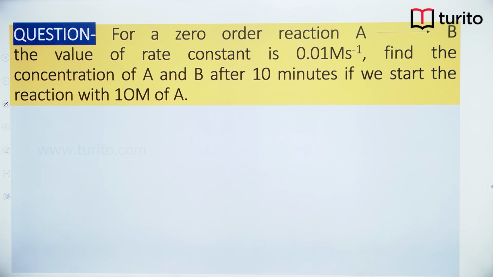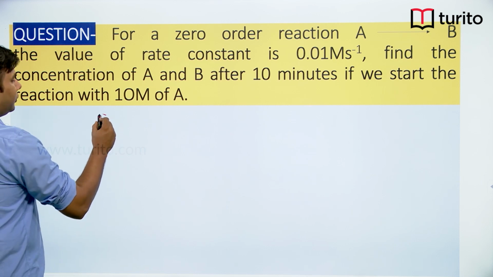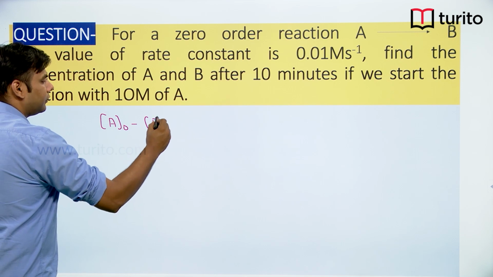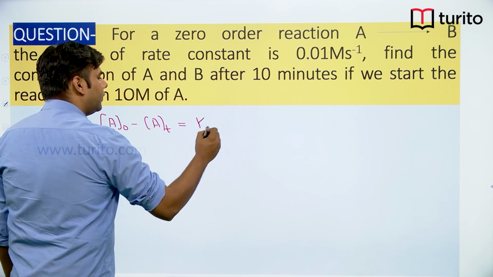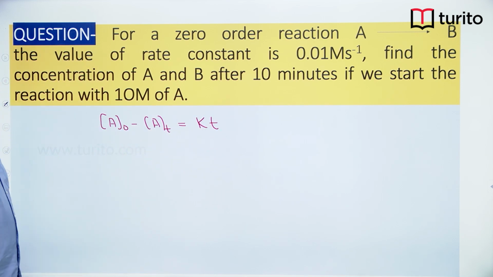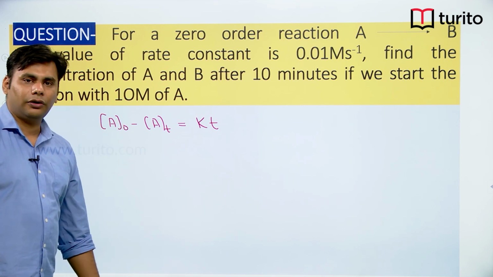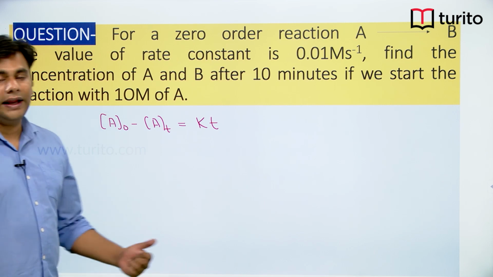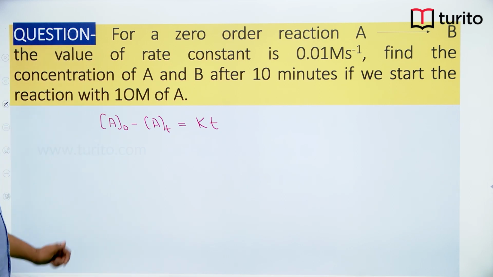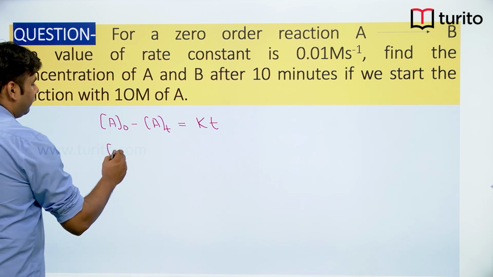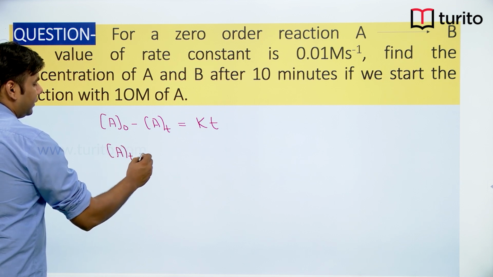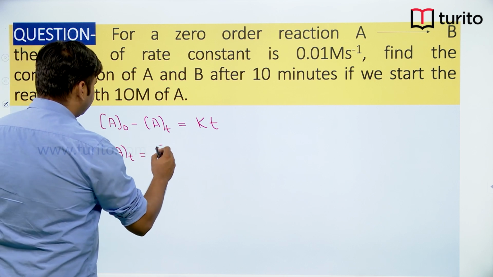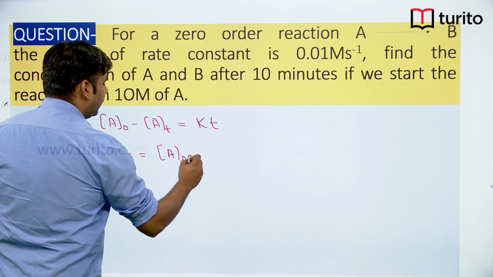Basically, because it is a zero order reaction, we know that this is the integrated rate law, where A naught is the concentration of A at time t equals 0, At is the concentration of A after time t, and K is the rate constant. So, we need to find At, the concentration of A at time 10 minutes. This will be A naught minus Kt.